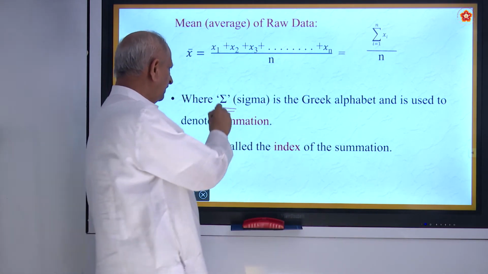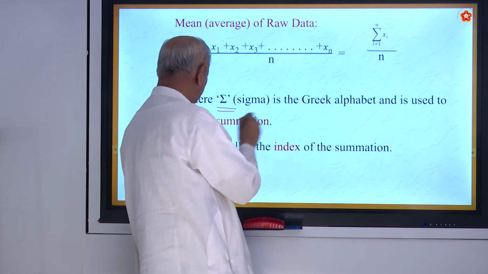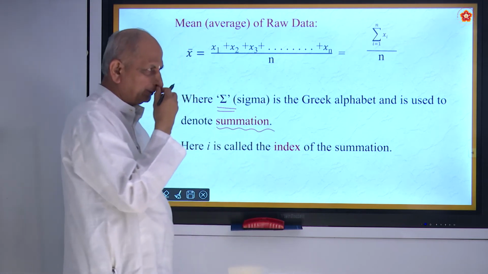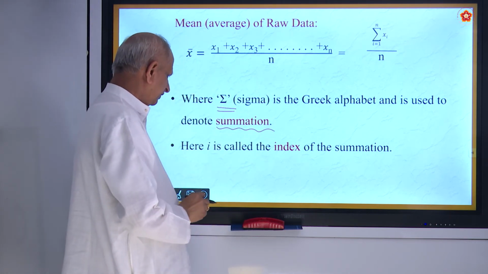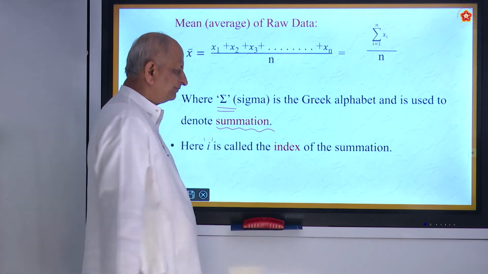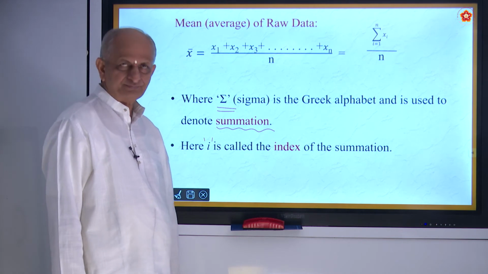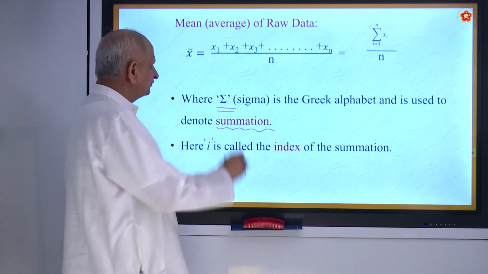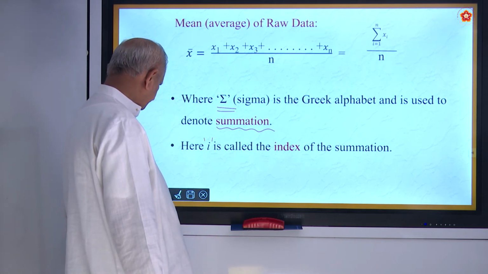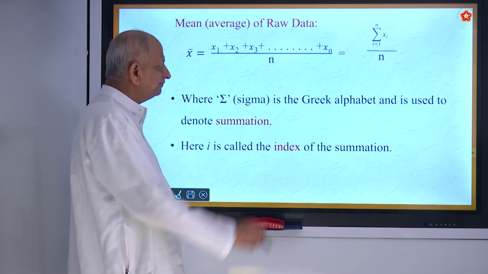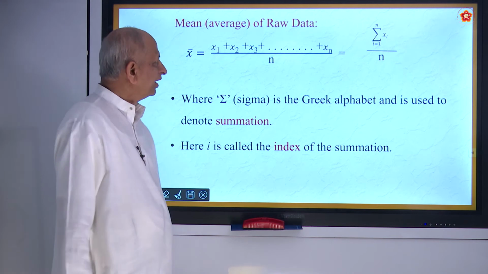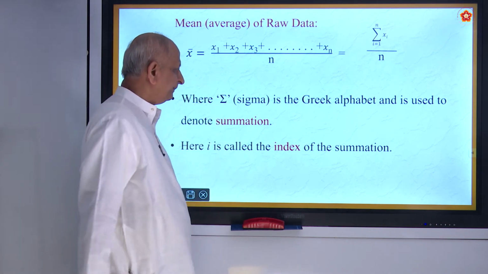So sigma is the Greek alphabet and is used to denote summation. So that symbol stands for summation. Here i is called the index of summation. Means the different measures what you take. So this is the formula sigma xi by n of a raw data. This is a formula for mean of a raw data.